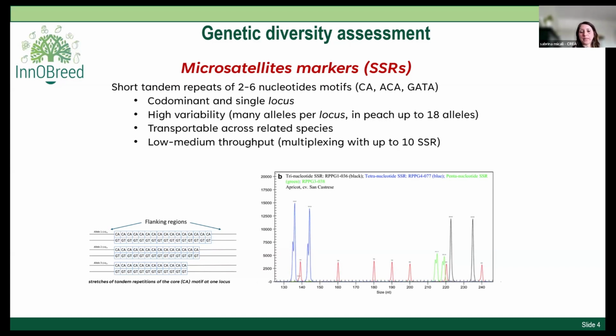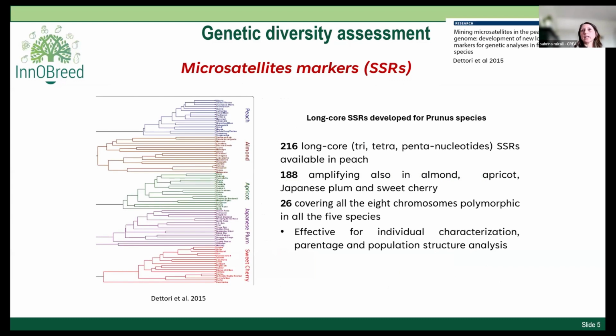Then they are transportable across related species, and they have a low to medium throughput. In fact, we can multiplex them with appropriate design of combinations of markers. We can combine up to 10 microsatellites. There are a lot of resources of microsatellite markers developed in all the main crop species.